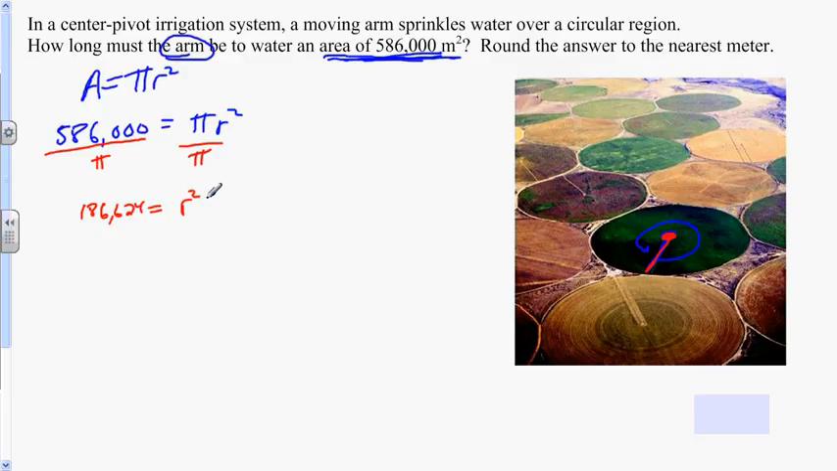But it's r squared, not r. So we have to root both sides. And we get r equal to the square root of that, which is 432. And it says round to the nearest meter. So we're in meters. So that's the length. That's what the length of that arm needs to be in order to irrigate this much land. So I had to work backwards a little bit on that question.